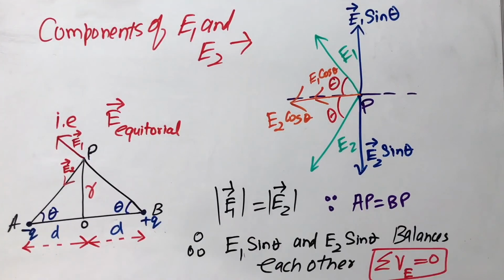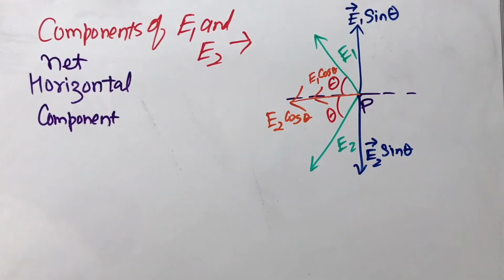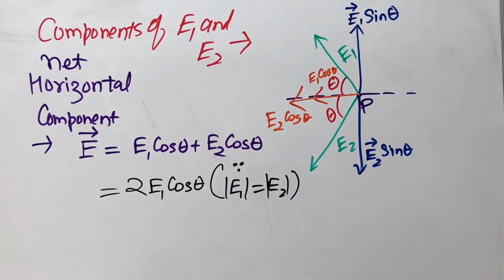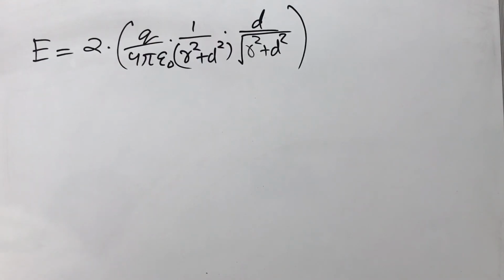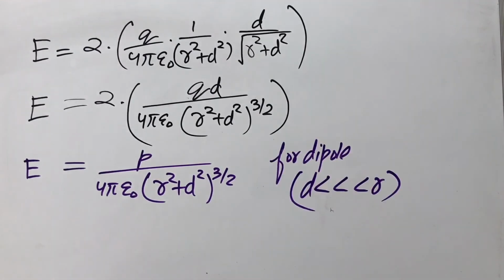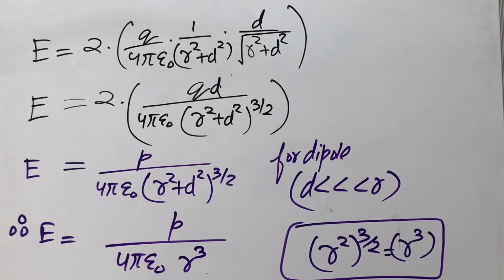Therefore, the net electric field intensity at point P will be the algebraic sum of the horizontal components of E1 and E2, which gives the net electric field intensity, E net, equal to twice E1 cos theta. After plugging in the values of E1 and cos theta from triangle AOP, we'll get this expression. And again, we know that D square can be neglected as D is very small compared to R. Therefore, the electric field intensity at an equatorial point will be P by 4 pi epsilon naught r cube along direction ER.